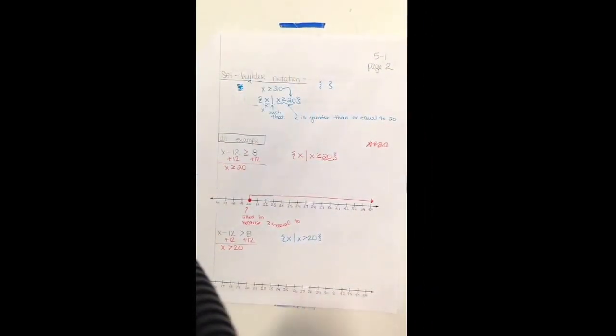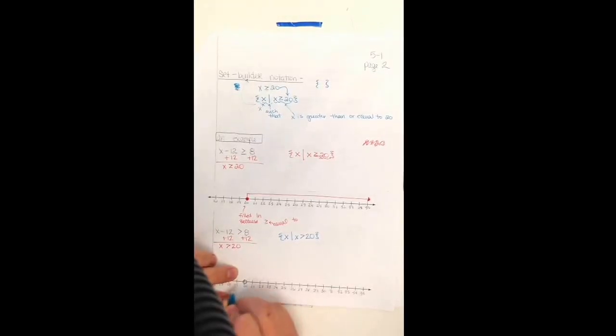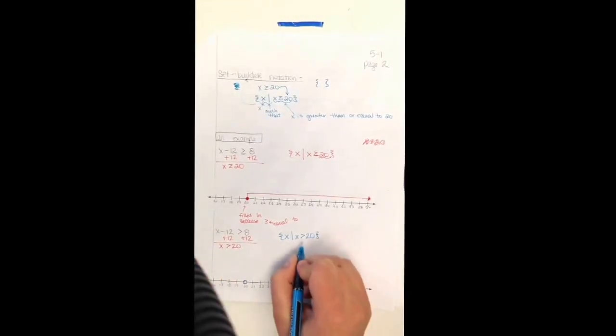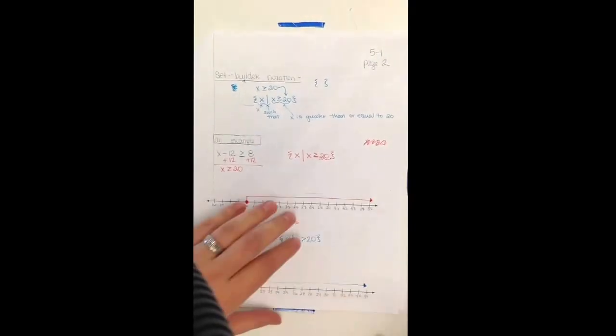So when I go to graph this, I'm going to have a circle at 20 again. This time it is not going to be filled in. It does not have the equal to symbol underneath, so it doesn't include 20. But it includes everything to the right of 20. So we have our open circle, and then we just draw our right arrow again. Okay? That's it. So turn to the next page.